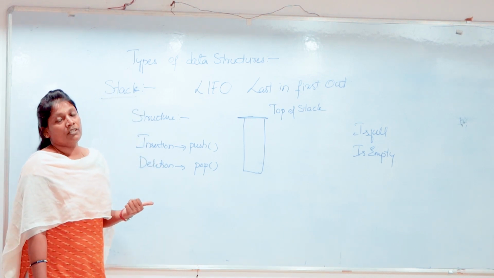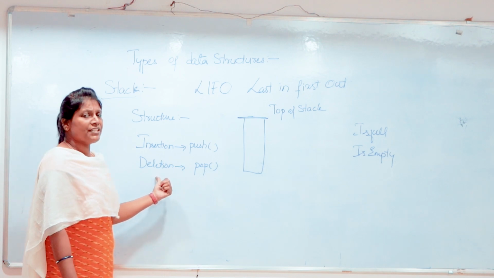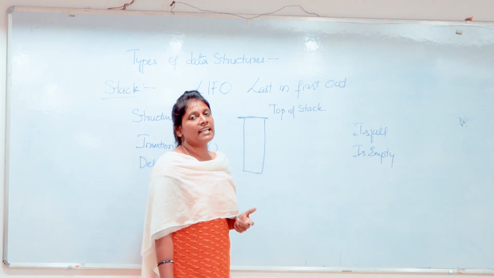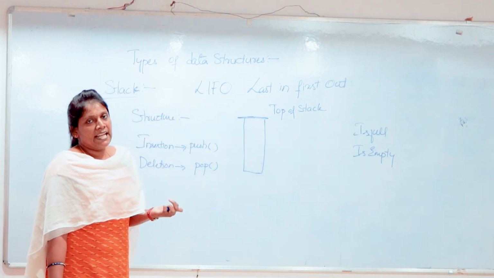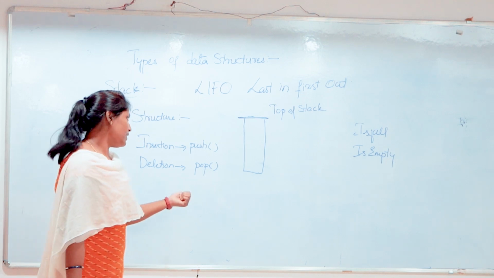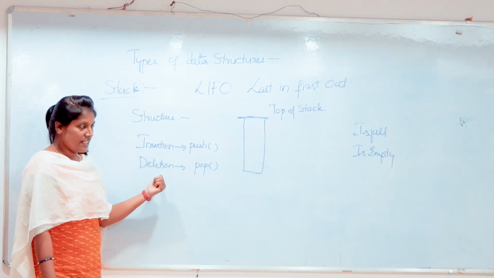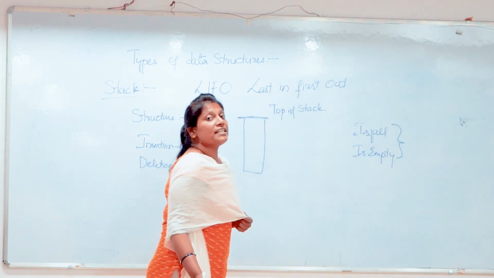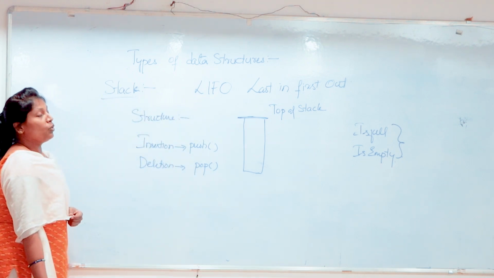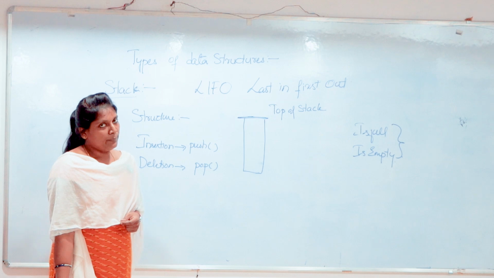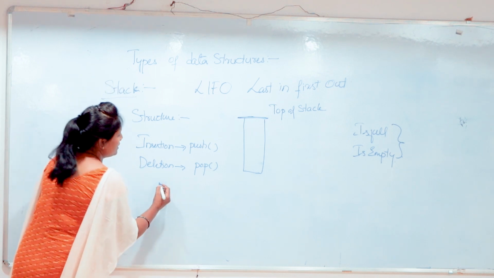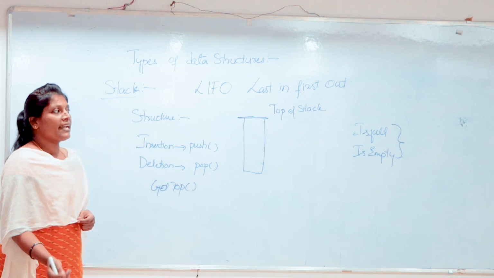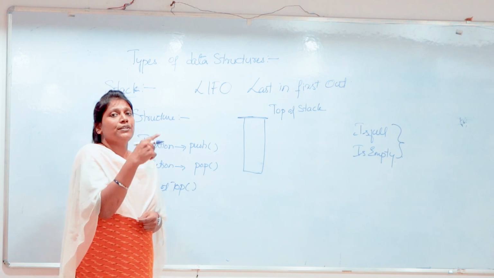And for the deletion, the pop operation, we will check whether it is empty. If it is empty, we cannot delete any elements from our stack. So whenever we perform insertion and deletion, that is push and pop, we will check these two conditions, is full or is empty. And to get the topmost element in our stack, the next operation is get top. Get top is a function which will return the topmost element on the stack, ready to delete.